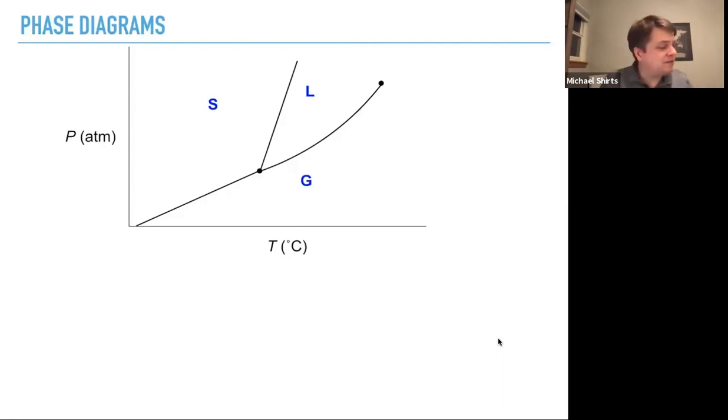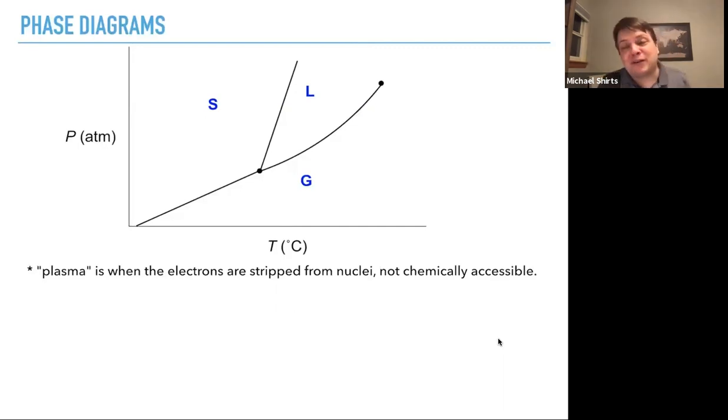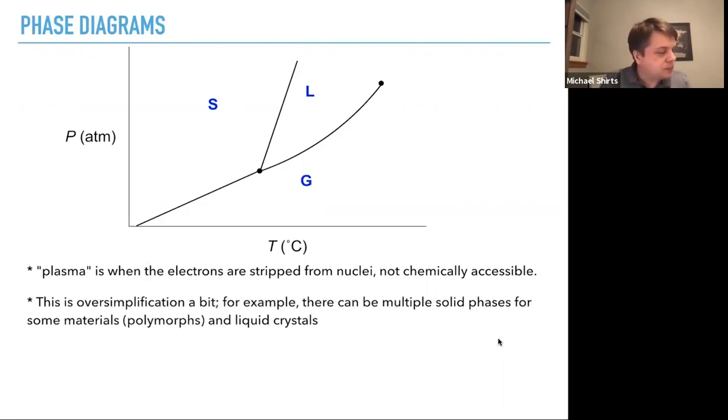So a couple things about phases. You may have heard of plasma as a fourth phase, and that's where the electrons are stripped from the nuclei and they're going freely. So it's not chemically accessible, so we don't really worry about that phase in anything that we're doing. Unless you're dealing with chemistry of the sun, it's irrelevant. And it is an oversimplification a little bit.